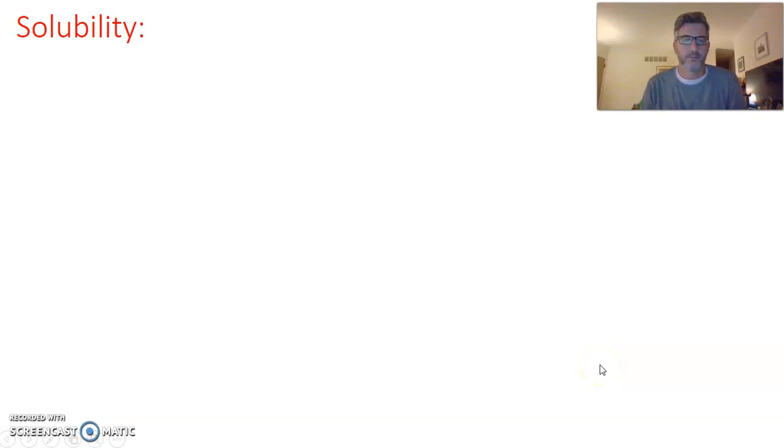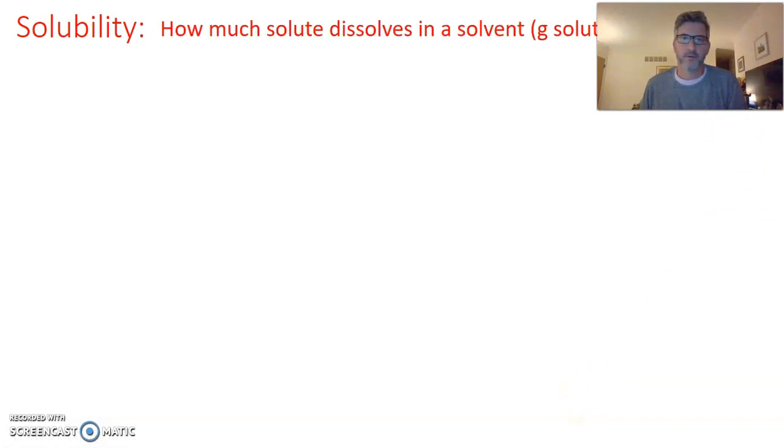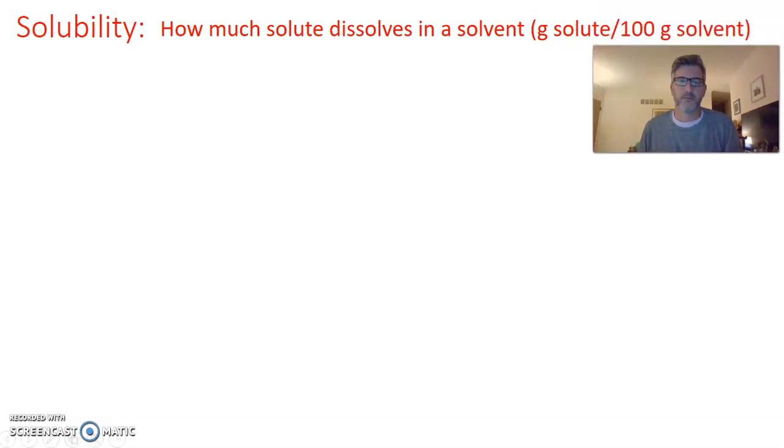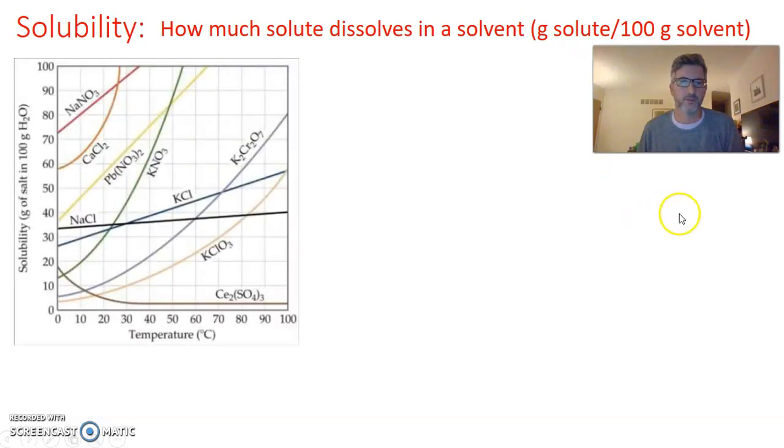All right, so today we're going to talk about solubility and expressing solubility. We've already talked about what a solution is and how we can express how concentrated it is. But today we're going to talk about solubility itself. As a definition, solubility is just a measure of how much solute dissolves in a solvent, usually expressed in grams of solute per 100 grams of solvent.